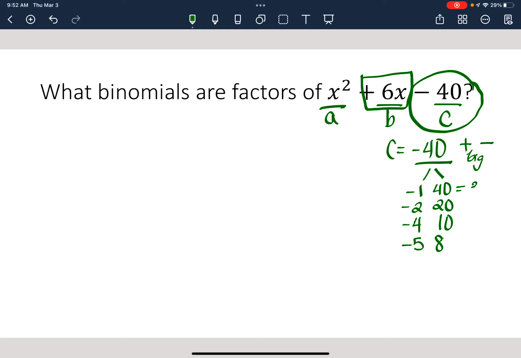So the sum here is 39. We have 18, 6, and 3. So the correct combination will be negative 4 and 10. So this will factor into x minus 4 times x plus 10.